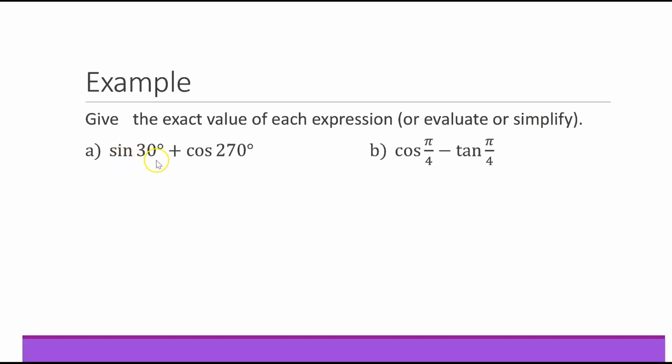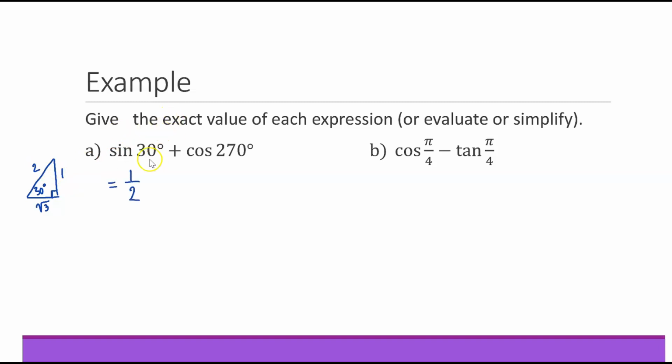So sine of 30 degrees plus cosine of 270 degrees. We have to go ahead and find each one separately. So sine of 30 degrees. Well, 30 degrees has a special right triangle. So that special right triangle, I'm going to just go ahead and quickly sketch it. So I'm going to sketch my 30 degrees. Opposite 30 degrees was 1. And then opposite 60 degrees was square root of 3. The hypotenuse was 2. So sine is opposite over hypotenuse. So sine of 30 degrees is 1/2.